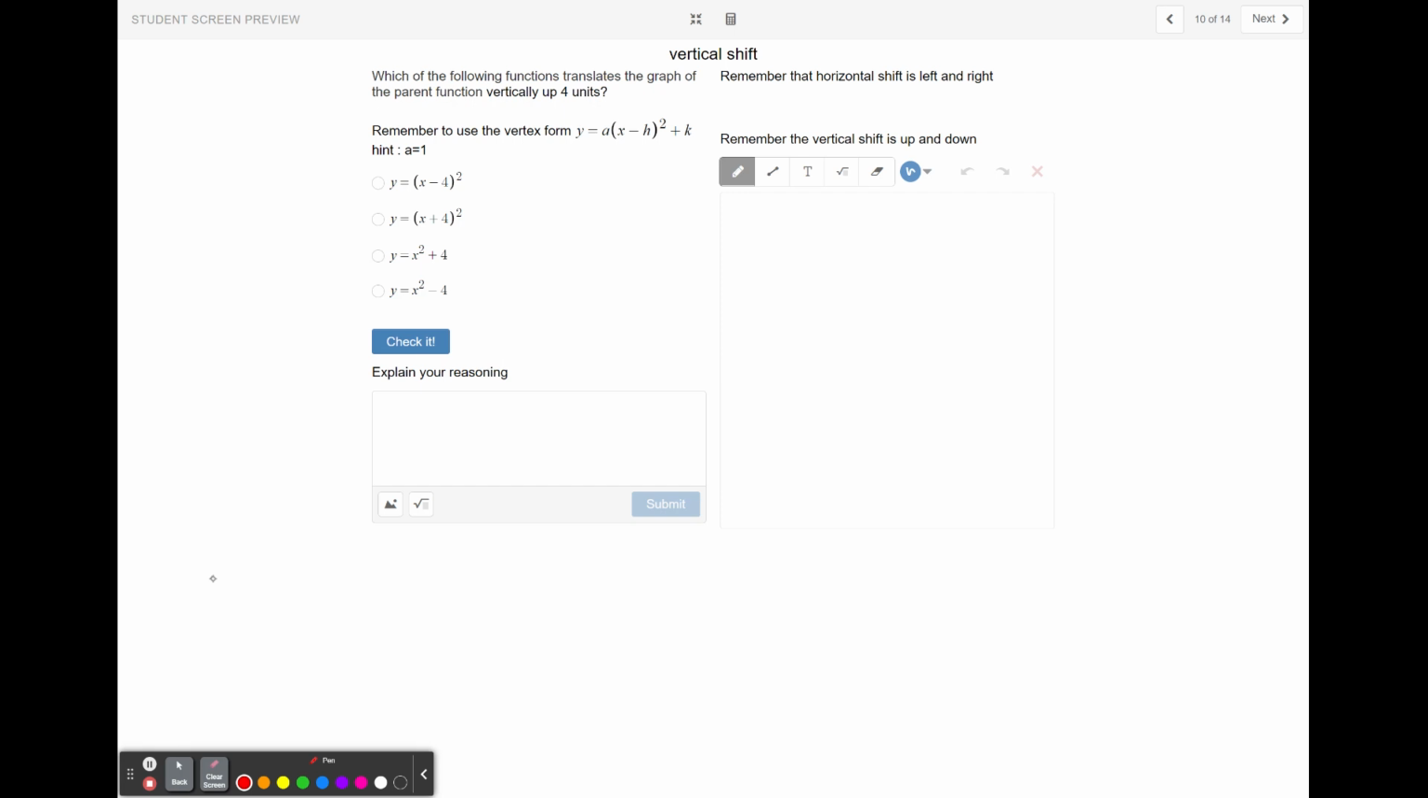Now for this one, it's either or. You explain your reasoning, or you could draw a picture. Not draw a picture, but, well, you could do that technically too. Or you could just show your work. So it says vertically up 4 units. So how I would show my work, draw the up, draw the 4. So then I know my k is 4. Notice that it says nothing about my h. So I don't have a horizontal movement, so I call that 0.